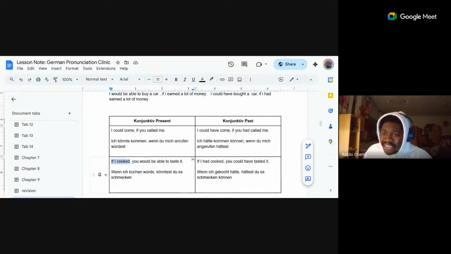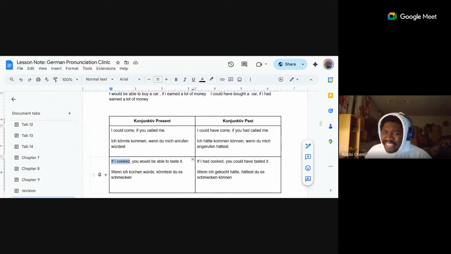"If I cooked" is not German's fault, it's English. The thing hasn't happened yet, but in English you can't say "if I would cook." They say "if I would cook" is wrong, but that's what helped me to understand. I use that to make those sentences. Because in English, you have to say "if I cooked." I haven't cooked yet, so why am I saying these things in the past tense?